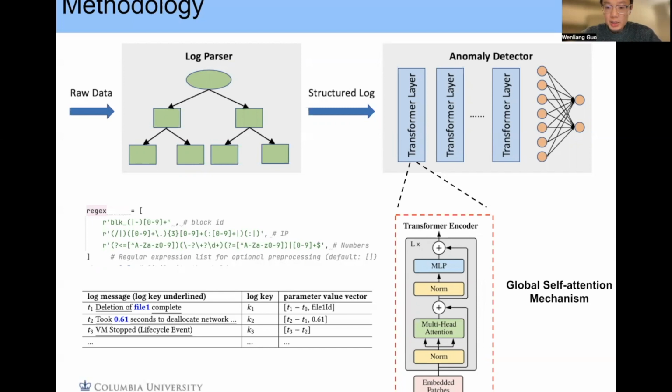The anomaly detector is composed of a series of transformer layers and two fully connected layers for the classification task. Each transformer layer includes the layer normalization, the multi-head attention, and the MLP blocks. The advantage of the transformer layer is the global self-attention mechanism, which can capture the features of a larger window than the LSTM used in DeepLog.